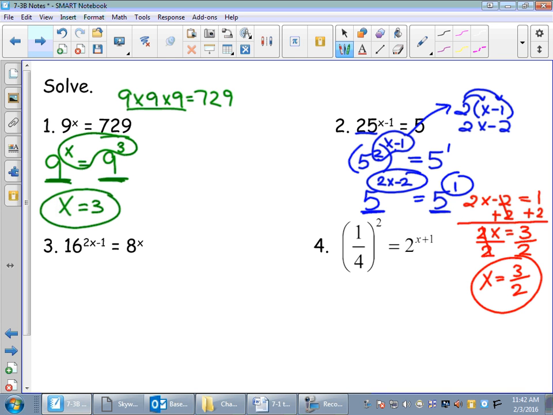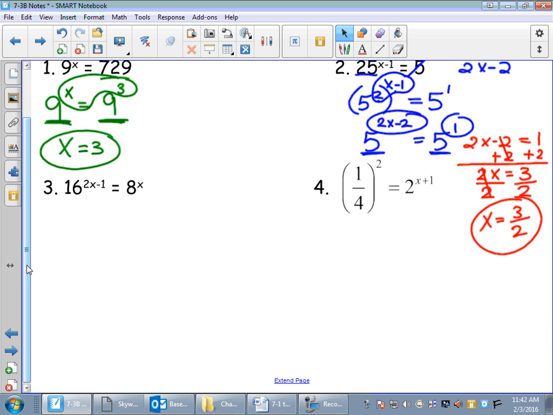Okay, number 3. Number 3, I know 16 and 8 have something in common, but if I do powers of 8, 8 times 8 is 64. It's too big. And 16, I can't write as a power of 8 either. But what they do have in common is I believe they both are 4s, right? I look at that and I see a 4. But when I try to write 8 as a power of 4, I know it's 4 times 2, but 4 squared is 16. I can't write 8 as a power of 4.